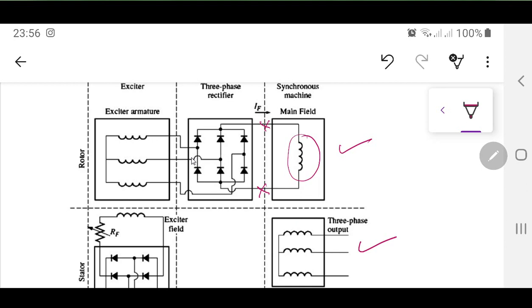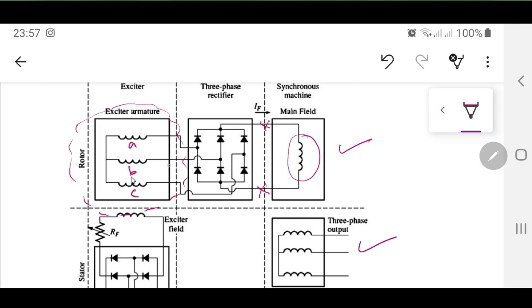So what they have done is, instead of providing slip rings and carbon brushes on the stator side, they have installed a small exciter armature over here. What this exciter armature does is this is a small generator. You can call it a brushless exciter. The point over here is that this is a small generator. You can see the three windings over there. You can call this one the A winding, this one the B, and this one the C.